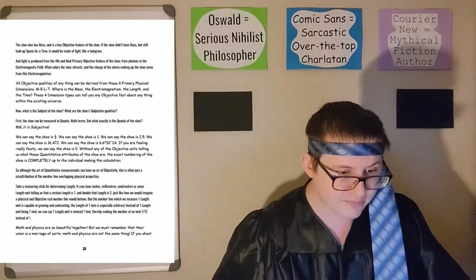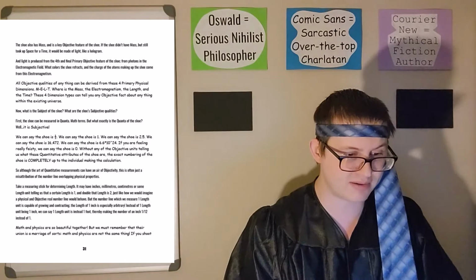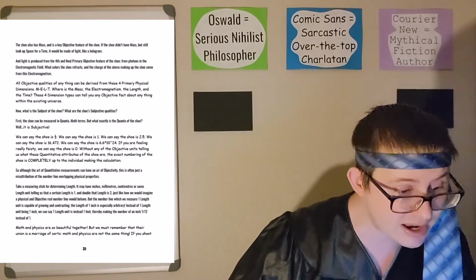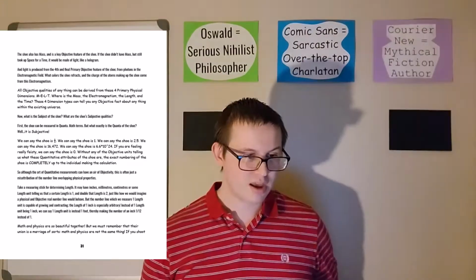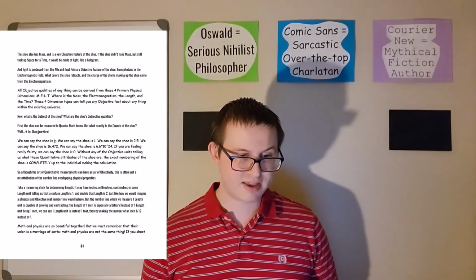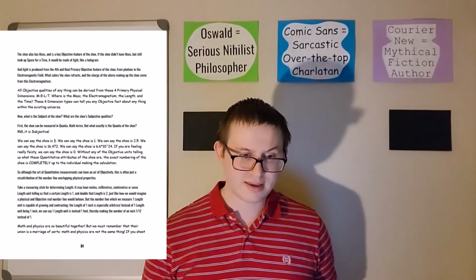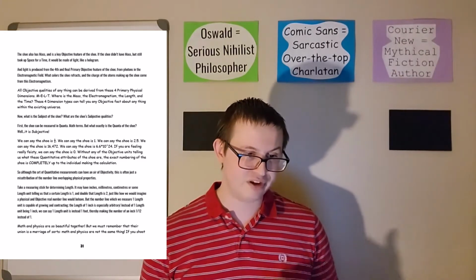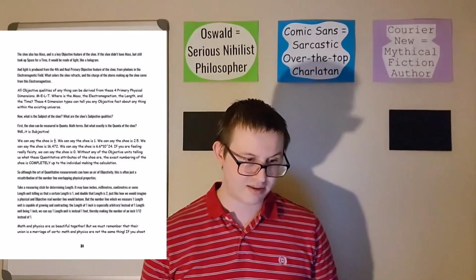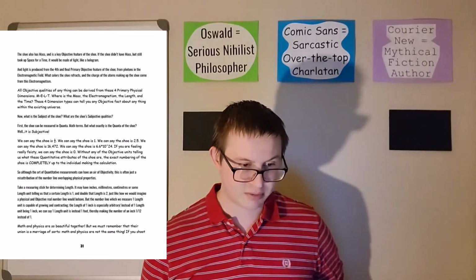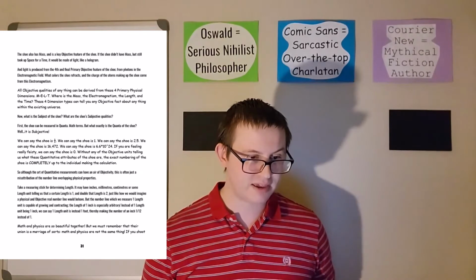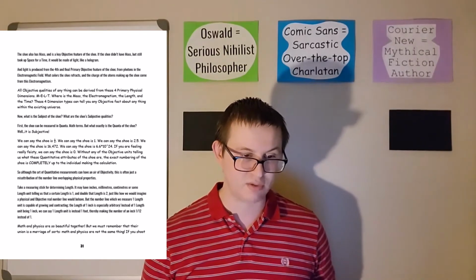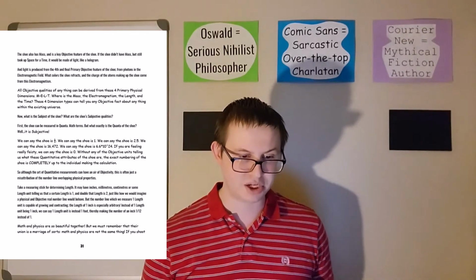Without any of the objective units telling us what these quantitative attributes of the shoe are, the exact numbering of the shoe is completely up to the individual making the calculation. So although the art of quantitative measurements can have an air of objectivity, this is often just a misattribution of the number line overlapping physical properties. Take a measuring stick for determining length. It may have inches, millimeters, centimeters, or some length unit telling us that a certain length is 1, and double that length is 2.